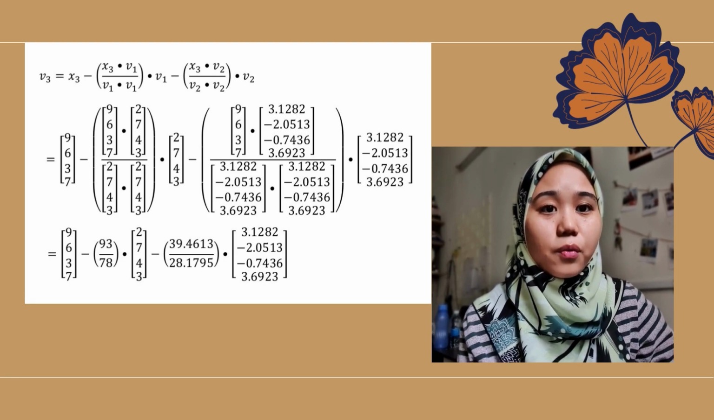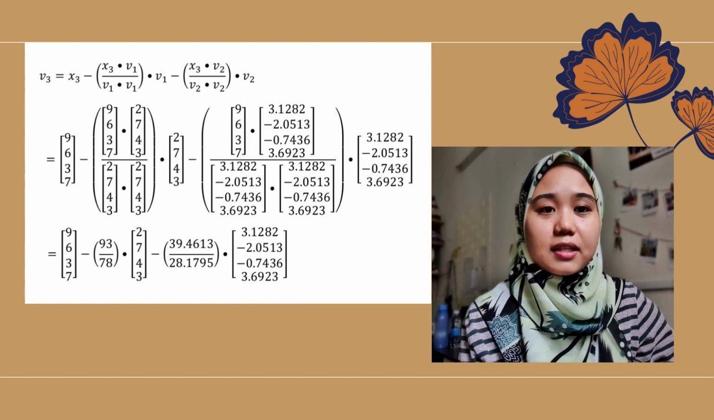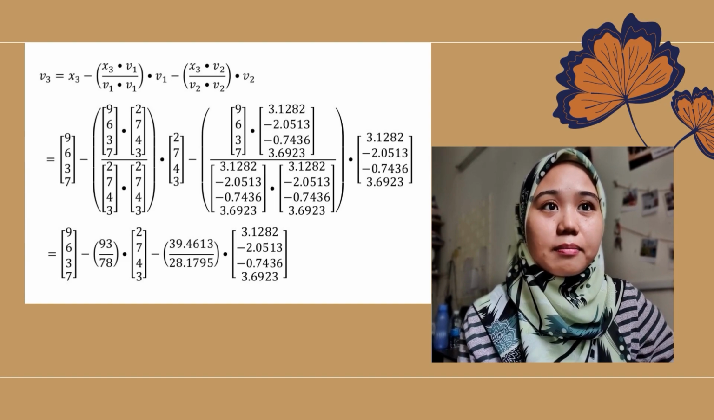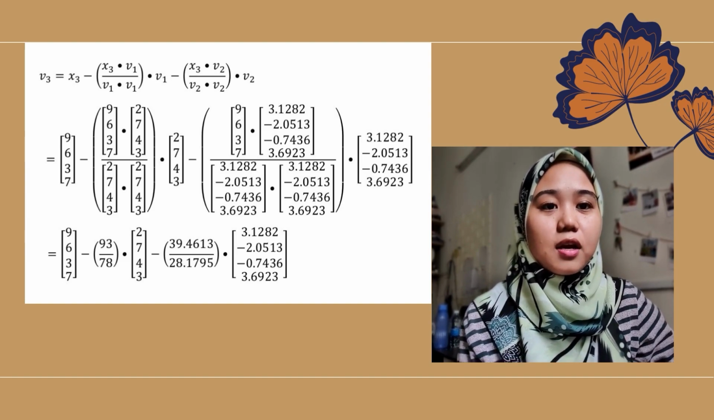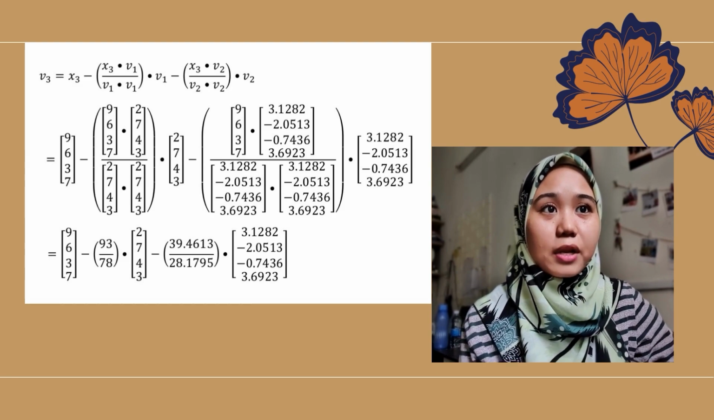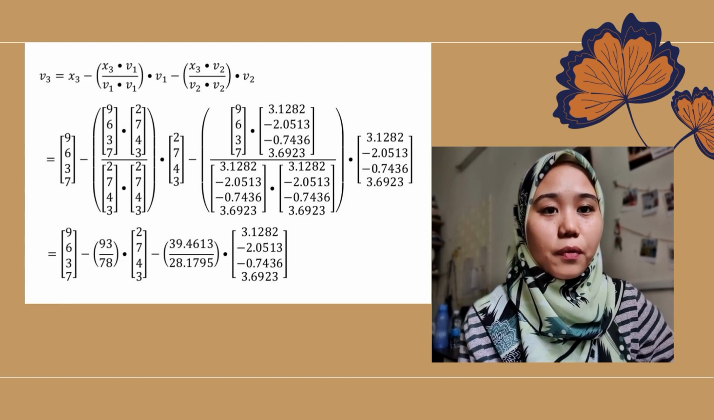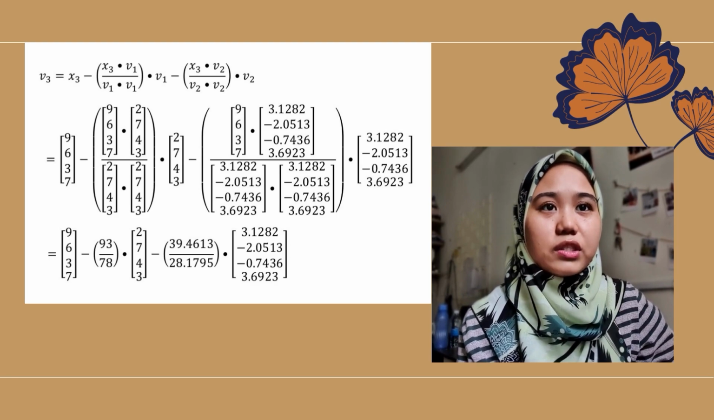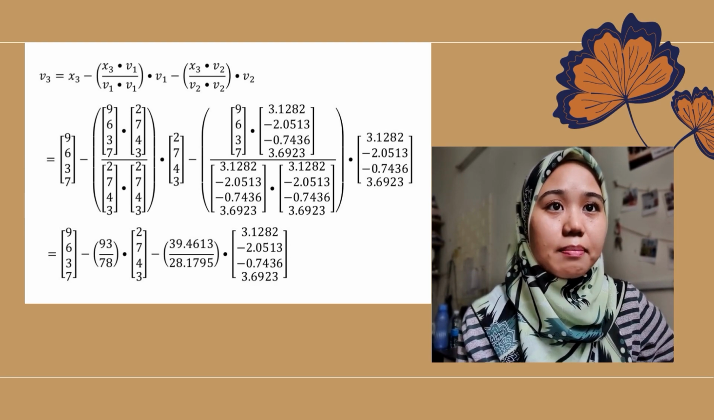For v2 dot v2, it is 3.1282 times 3.1282 plus negative 2.0513 times negative 2.0513 plus negative 0.7436 times negative 0.7436 plus 3.6923 times 3.6923, which equals 28.1795.